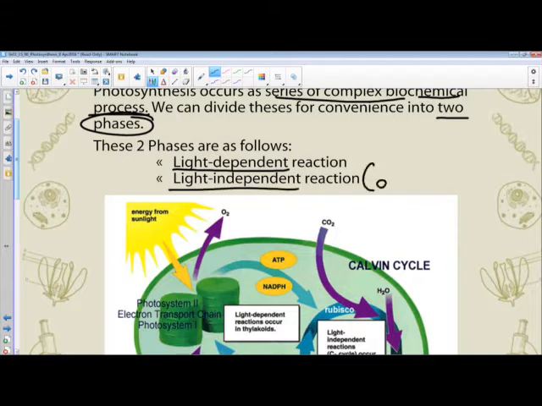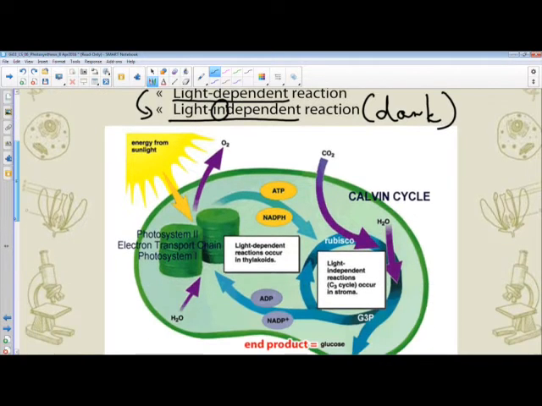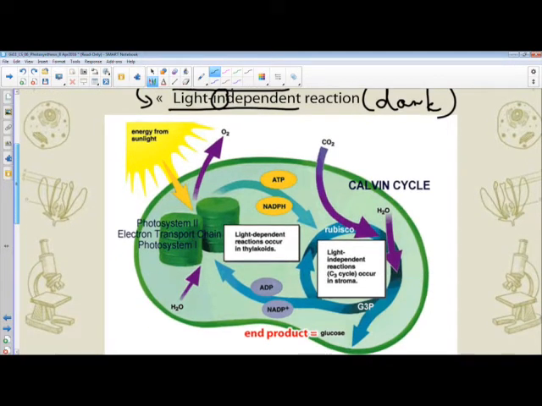And we often tend to use the word dark phase, but it's not used in the correct sense. It does not mean that this is what occurs at night. What essentially it means is that this dark phase is independent of light, which means that no matter whether light is present or not, the products from the light phase are used in the light independent phase. So essentially what we're looking at are the two stages or two phases of photosynthesis.